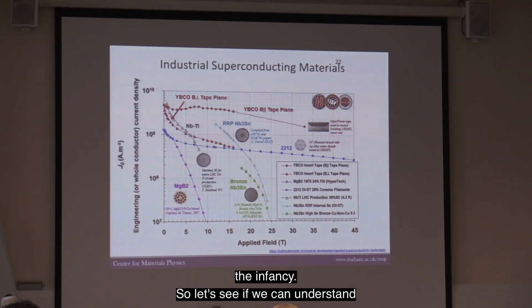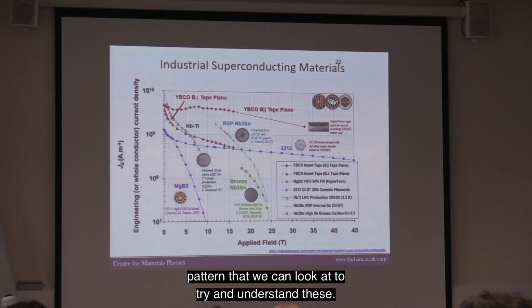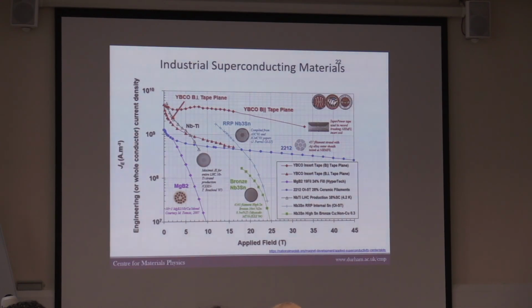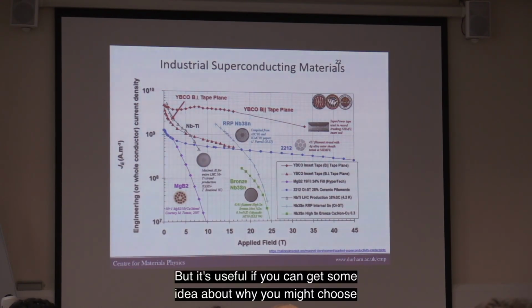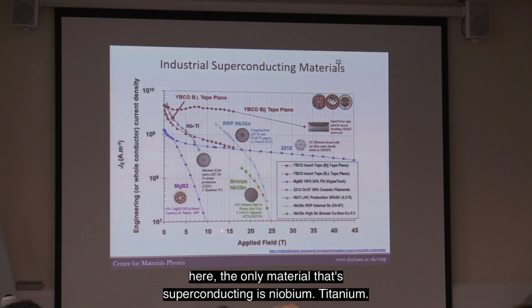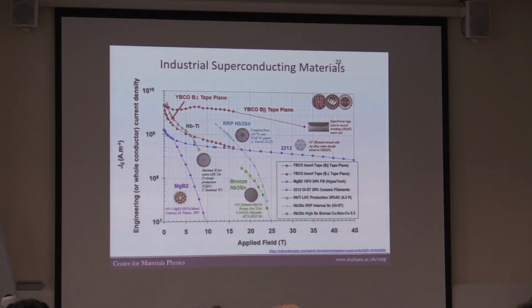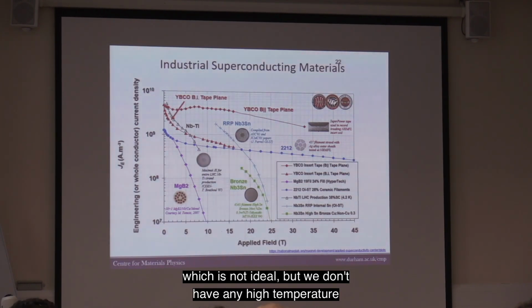So let's see if we can understand the most important materials. As I say, there's no general pattern that we can look at to try and understand these. But it's useful if you can get some idea about why you might choose one material rather than another. Of all the materials here, the only commercial material that's ductile is niobium titanium. It's a low temperature superconductor, which is not ideal, but we don't have any high temperature superconductors that are ductile.